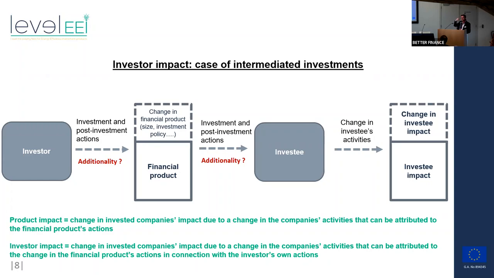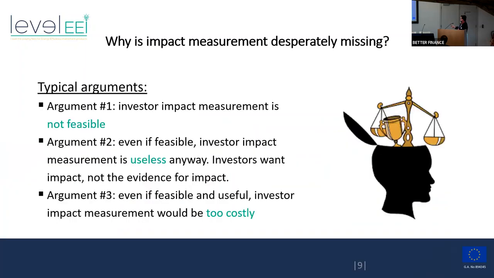So again, every time you have to think in terms of additionality: do you make a change? And sometimes when you invest in financial products, even if they have some positive impact, you don't have a positive impact because there is no additionality involved. So that's, let's say, an intermediate case of investments. So that's for the definitions to be clear to all of us. But still, there is this impact paradox. So how can we make sense of the paradox?